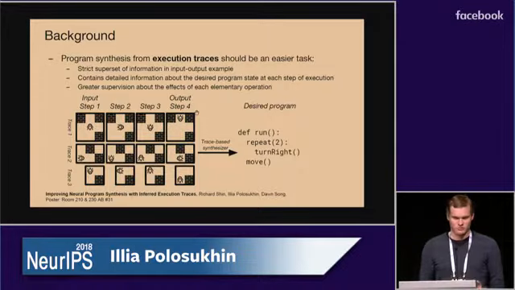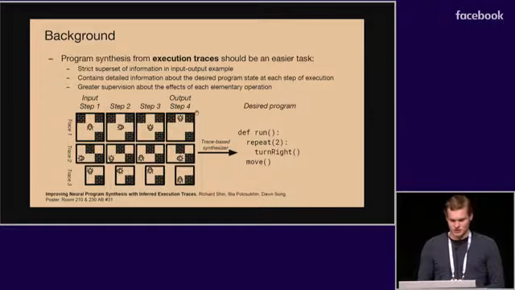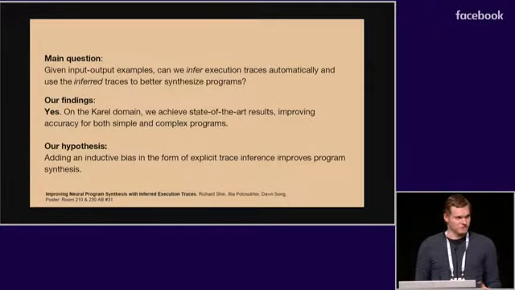traces provide way richer context for your program synthesis problems. They definitely have more context than input-output examples. They provide much richer information about what's happening with the state machine, and they provide context on how the state changes from elementary operations. So in this work, we're exploring a question: can we, instead of using explicit execution traces, which are hard to get from users, infer execution traces from input-output examples and use these inferred execution traces to produce final programs?